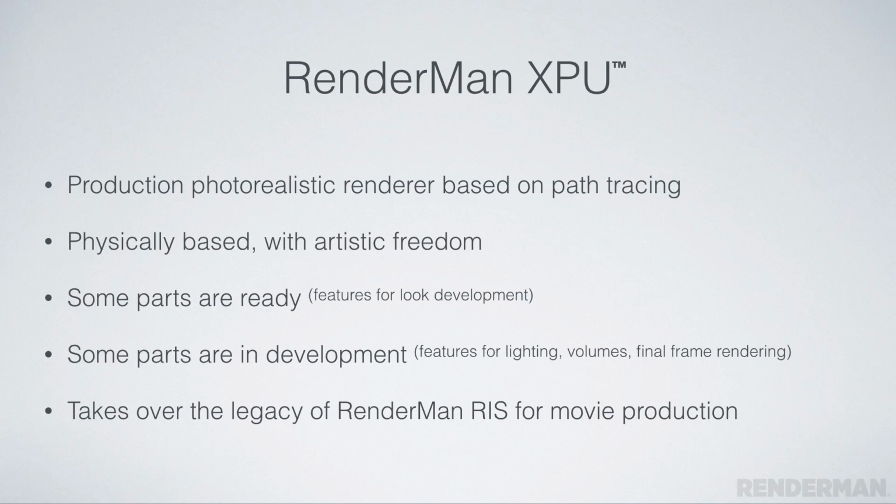Where is XPU development at? Some parts are ready, in particular most of what is needed for look development, which is the part of production where parts of the scene, including props and characters, are created in isolation and made to look the way they are supposed to look on screen. Some other parts of the renderer are now ready, such as a number of features used for computing lighting and final frames. Thinking about light linking, light path expressions or advanced light transport features.